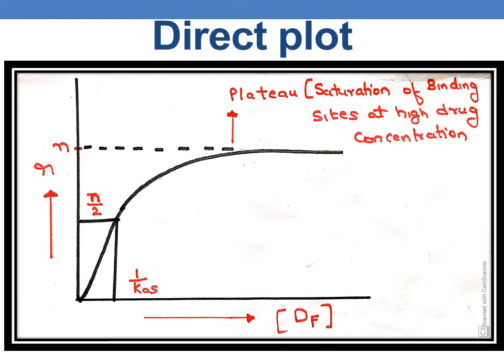And this is the graph of the direct plot of R versus free drug concentration. As we can see, as the concentration of free drug increases, the saturation of binding sites occurs and they reach a plateau. And this plateau is used for the determination of the number of binding sites n, whereas Ks can be determined by finding the drug concentration required to saturate half of the protein sites.